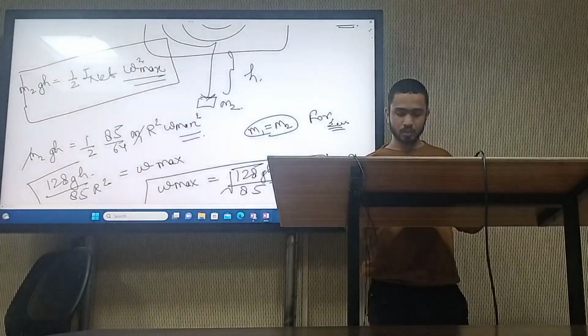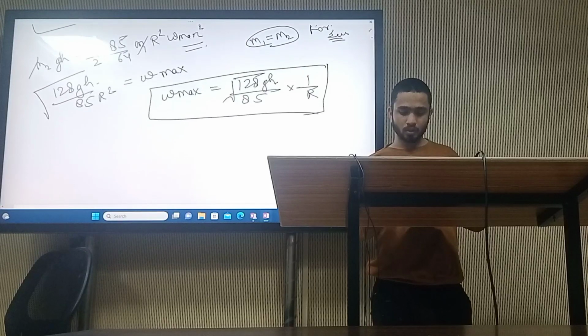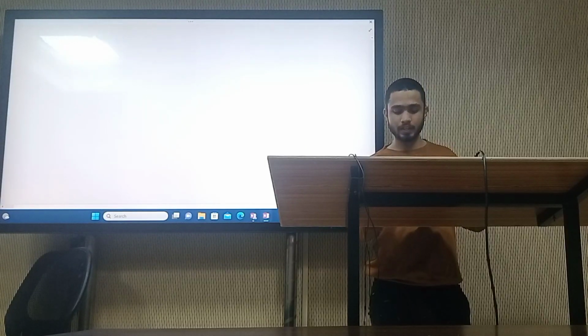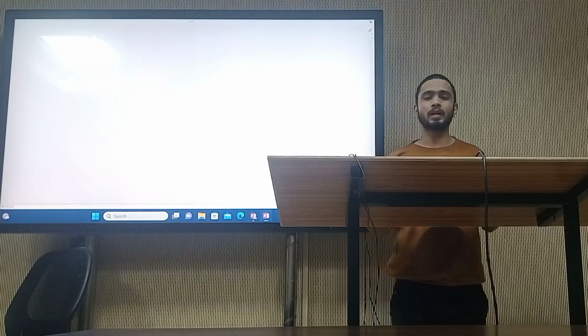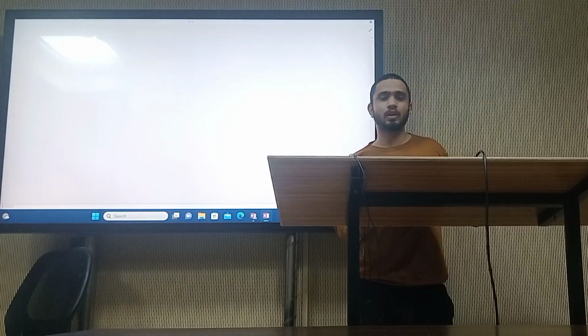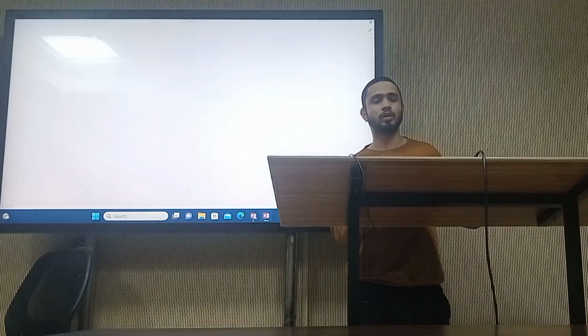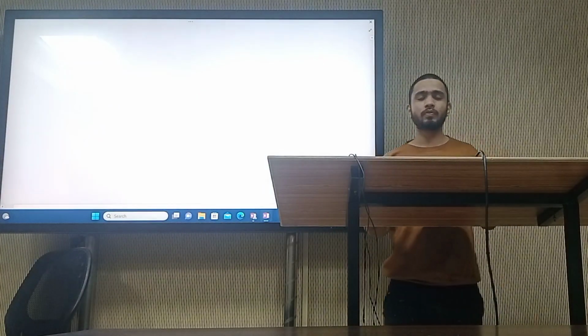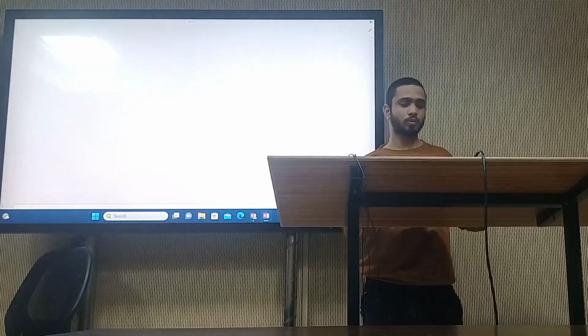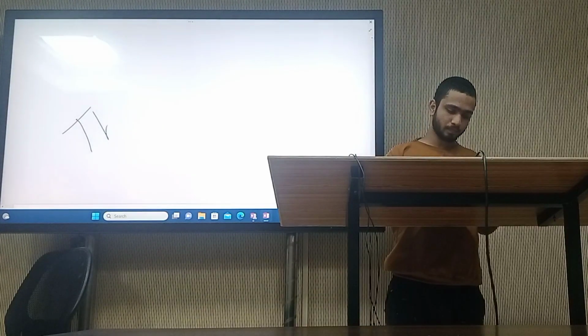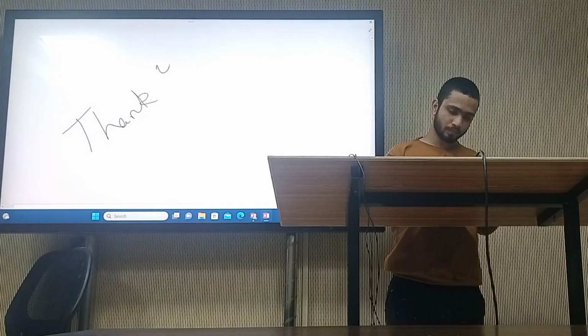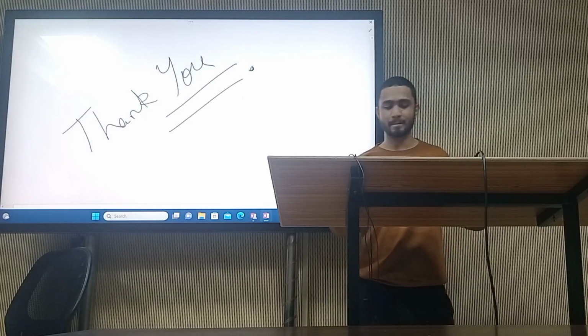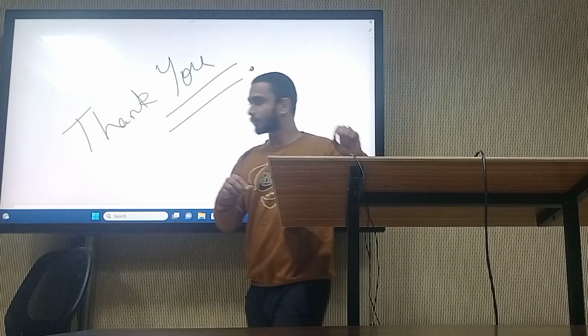Like this we will calculate omega max. This is the approach to calculate the maximum angular velocity. So this was the rotational kinetic energy part. We saw some examples associated with it, the concepts of rotational kinetic energy, and how we will analyze different types of situations. Okay, thank you.